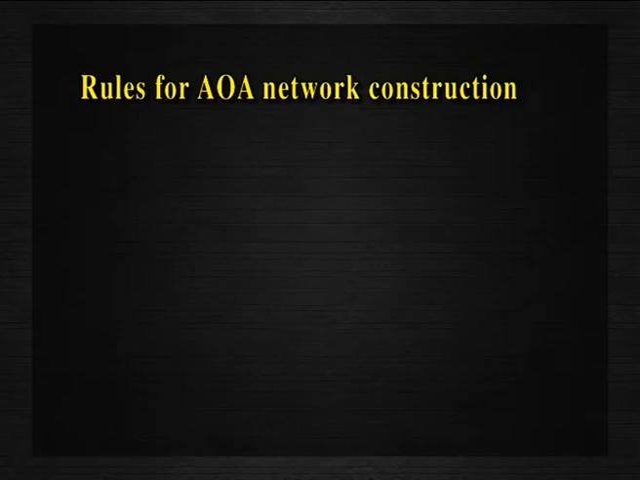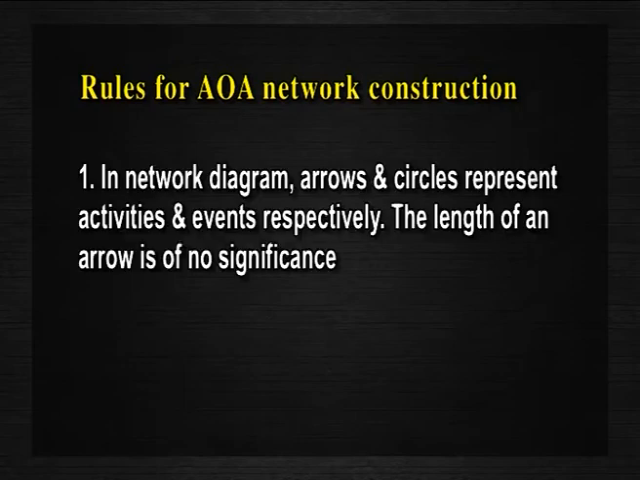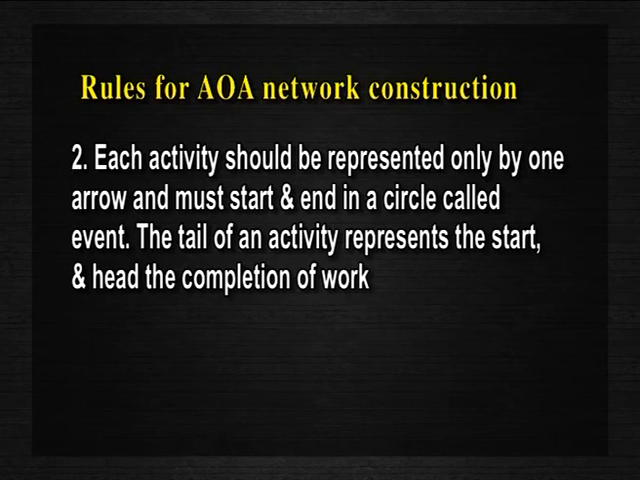Now next, coming to the rules for AOA network construction. Following are some of the rules that have to be followed while constructing a network. In a network diagram, arrows and circles represent activities and events respectively. The length of an arrow is of no significance. Each activity should be represented only by one arrow and must start and end in a circle called an event.